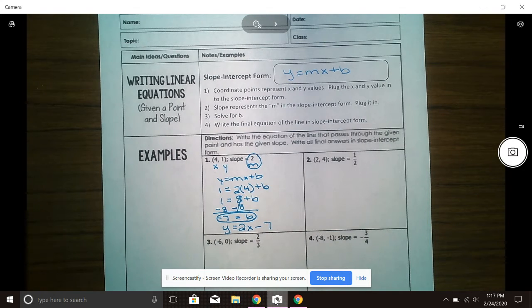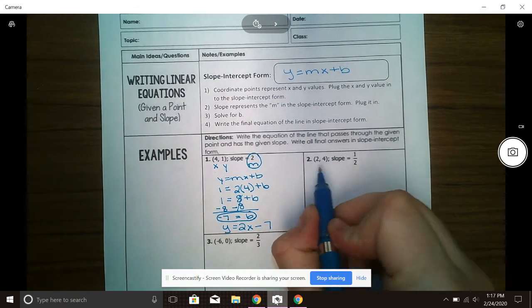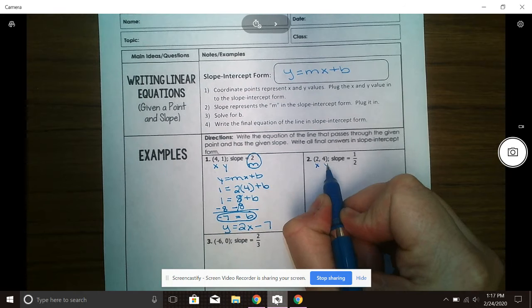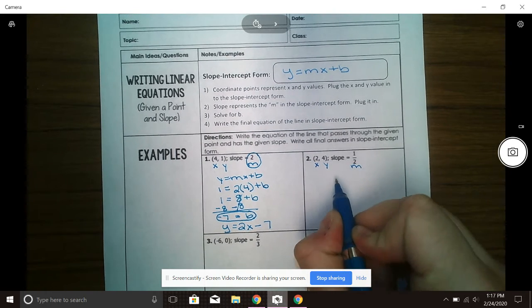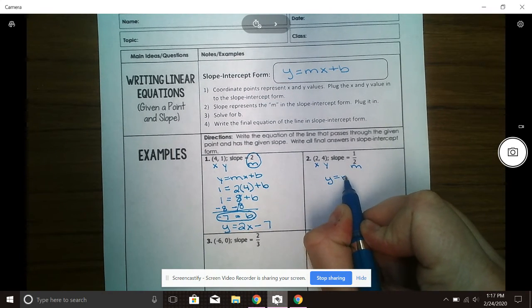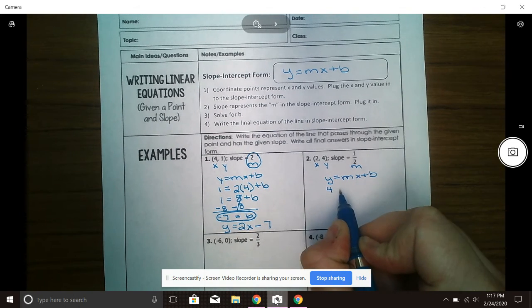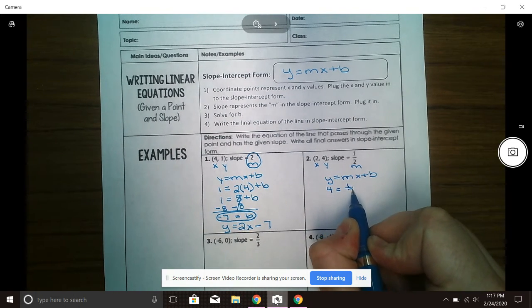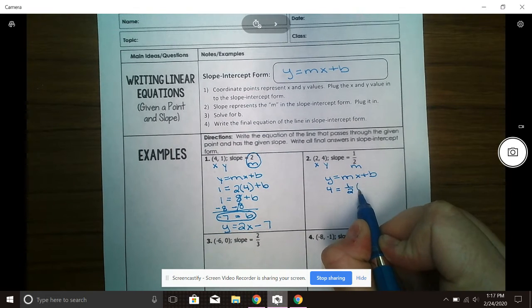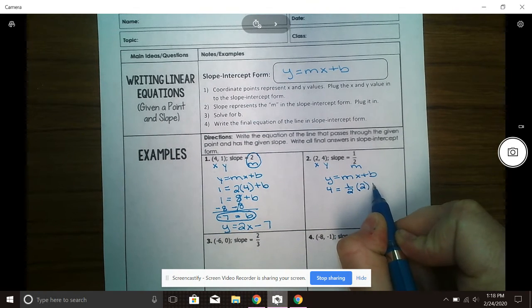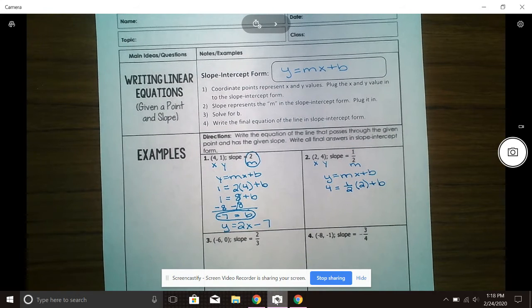Okay, let's do a second example. The point is (x, y). The slope is m. In the pattern y equals mx plus b, we will put 4 where the y is, 1/2 where the m is, 2 where the x is, and we do not have a plug-in value for the y-intercept b.